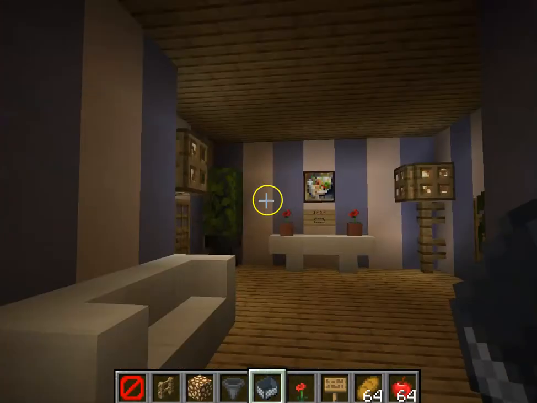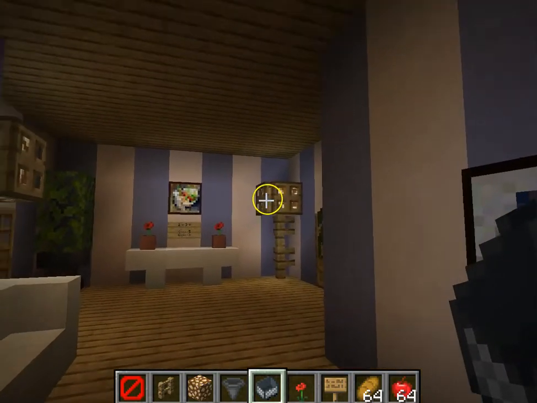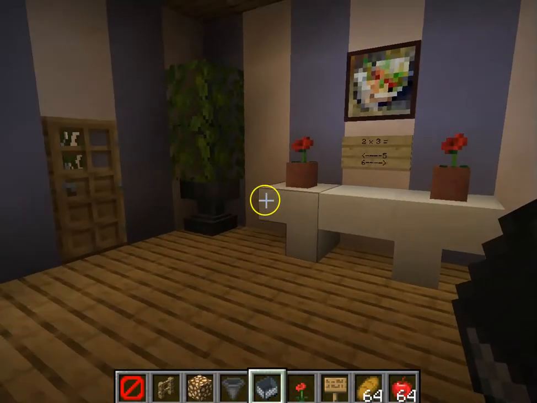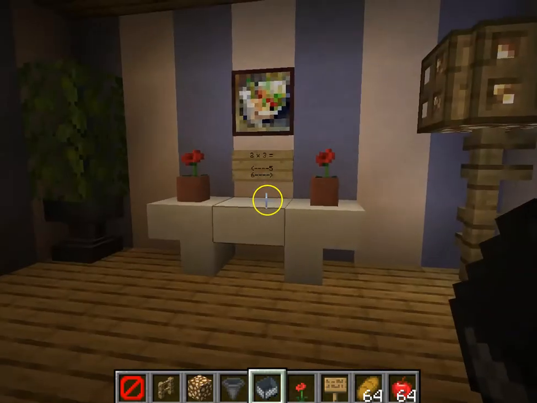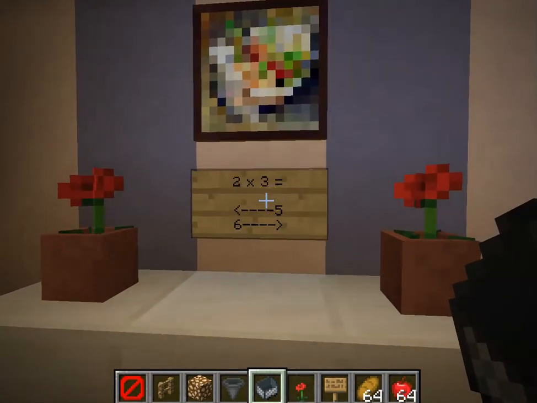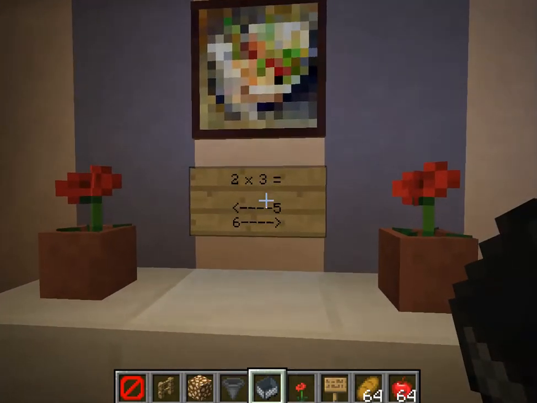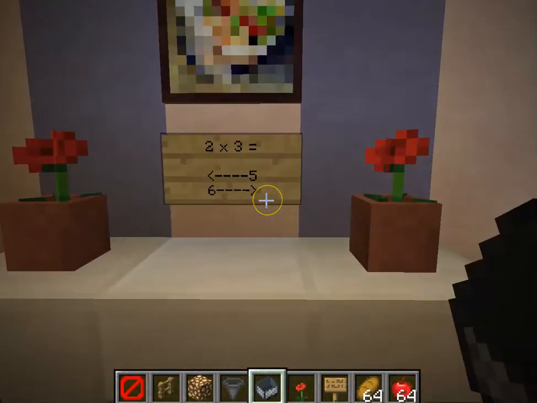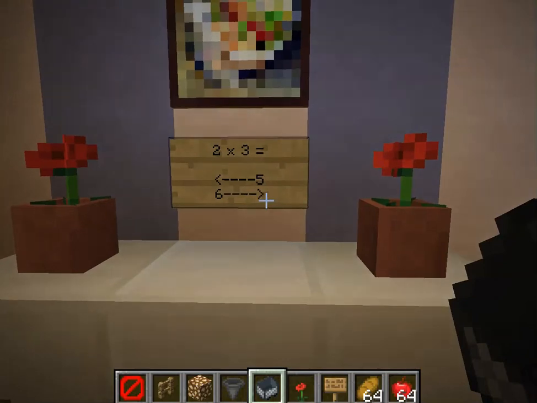This house of cool pictures. Wow, I love that light. Okay, let's see some more doors. Let's have a look. What do we have here? 2 times 3. Is that 5, or is it 6? 2 times 3. What do you think the answer might be?